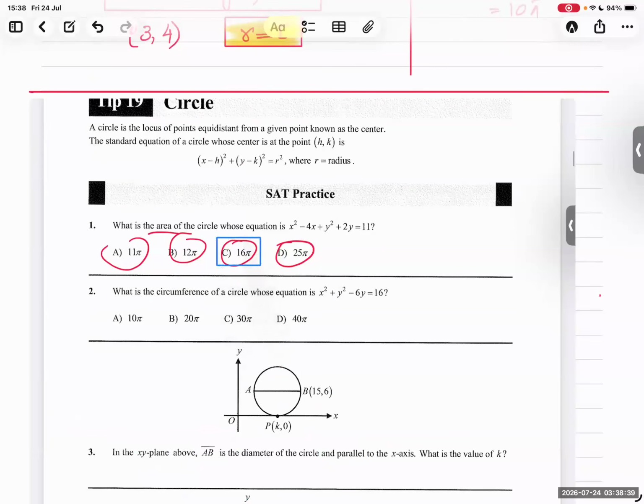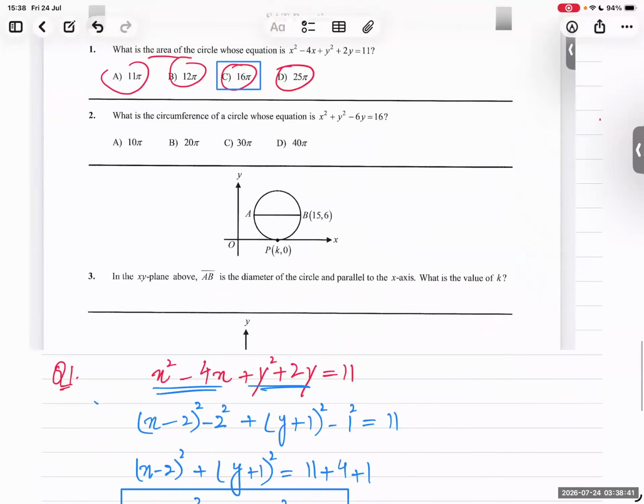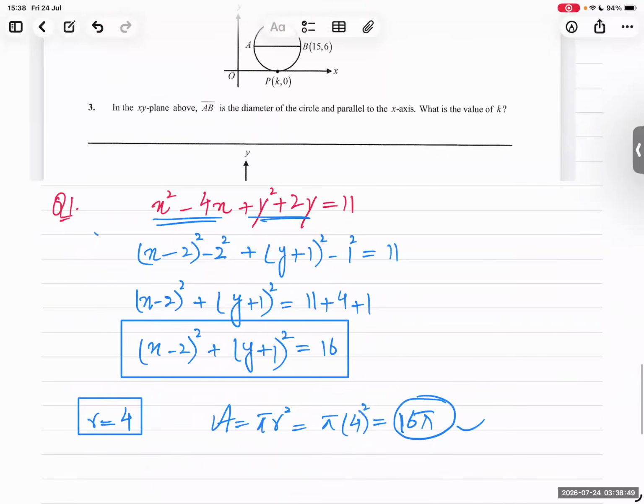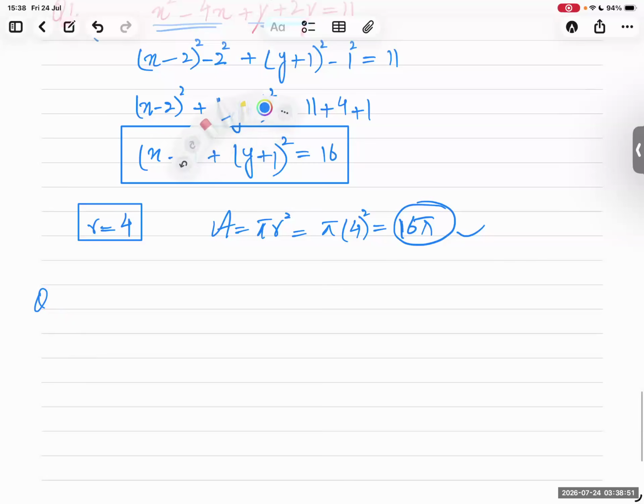Okay, similarly, we have question number two. What is the circumference of the circle whose equation is this? Again, we need to find the radius, right? So x square plus y square minus 6y. That is question number two.